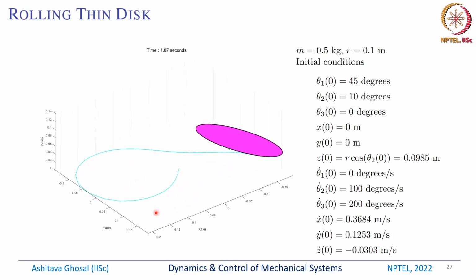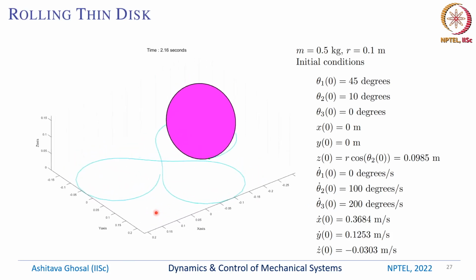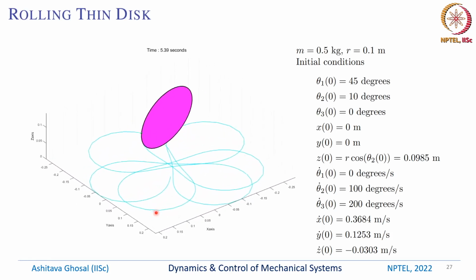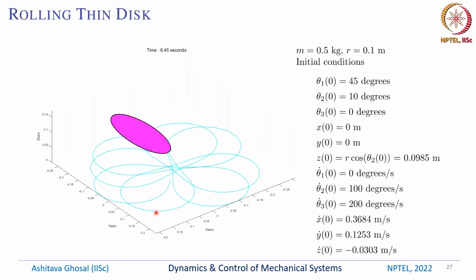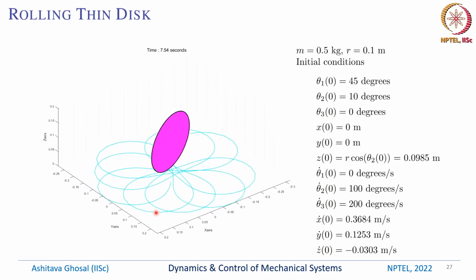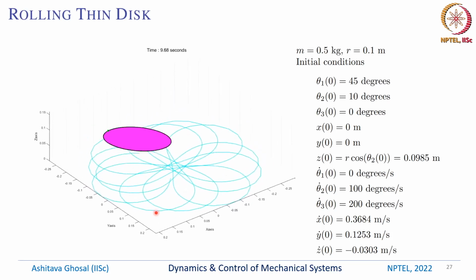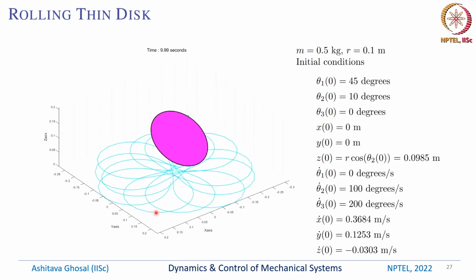Okay, so this video is showing what the disk is doing. As you can see, it is doing something reasonably interesting. And at every point of contact there is no slip. So as you can see, the trace of this point of contact is very, very interesting. It will make these curves on the ground.